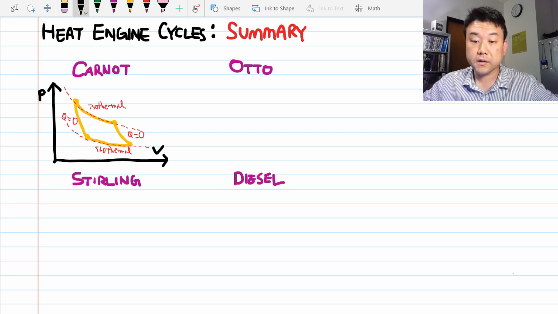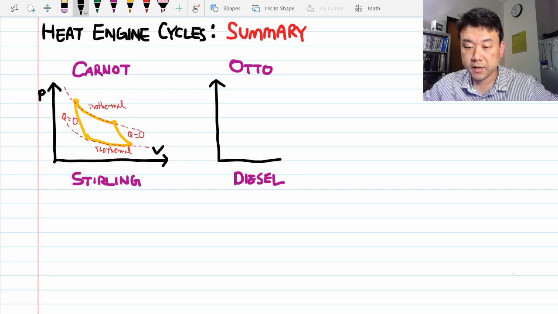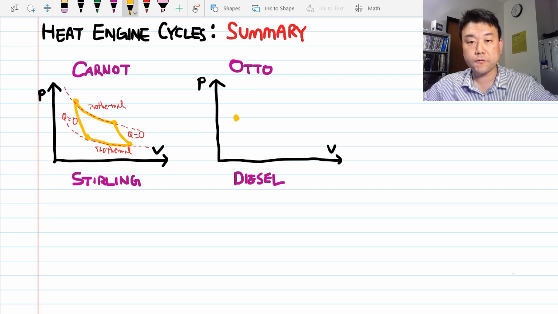The Otto cycle is one of the two internal combustion engine cycles, and here's the PV diagram for the Otto cycle. We can start from the high pressure, low volume state. At this point, the ignition of the fuel-air mixture occurs. Then the pressure of the gas increases very quickly, so that there's no time for the volume to change.